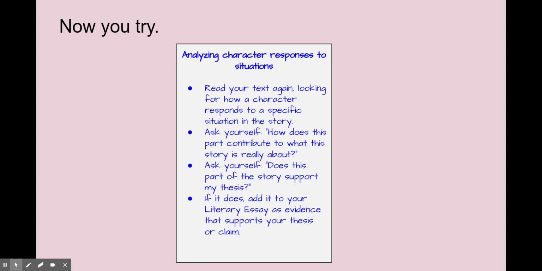So, in 4 steps. First, read your text again, looking for how a character responds to a specific situation in the story. Then, ask yourself the question, how does this part contribute to what this story is really about? Next, ask yourself, does this part of the story support my thesis? If it does, add it to your literary essay as evidence that supports your thesis or claim. Go ahead, writers. Go read closely to analyze character responses.